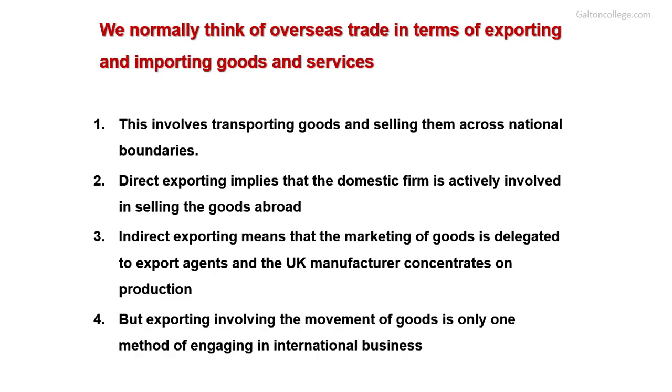Exporting, which involves the movement of goods, is only one method of engaging in international trade. There are different ways we could look at international trade. We could see it as one company exporting its goods, or it could be one company dealing with export agents and other companies and going through a network to get its goods to the market. So it's not just a question of producing it, putting it on a ship or on a plane and moving it to another country and selling it. It's perhaps far more convoluted.